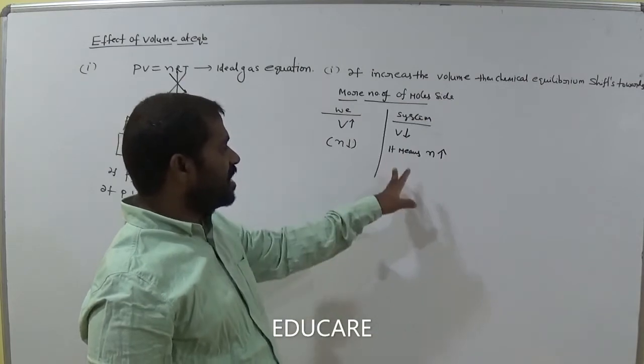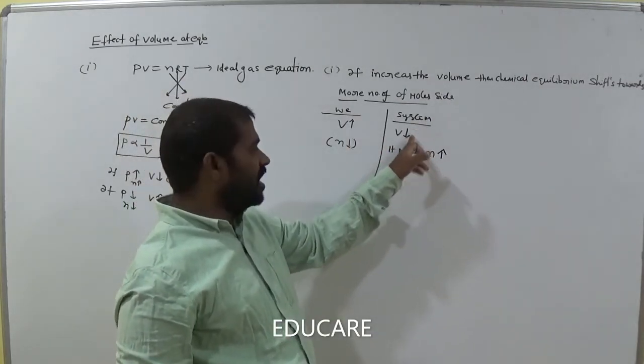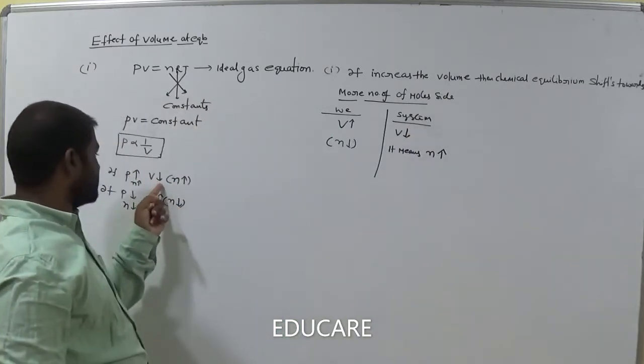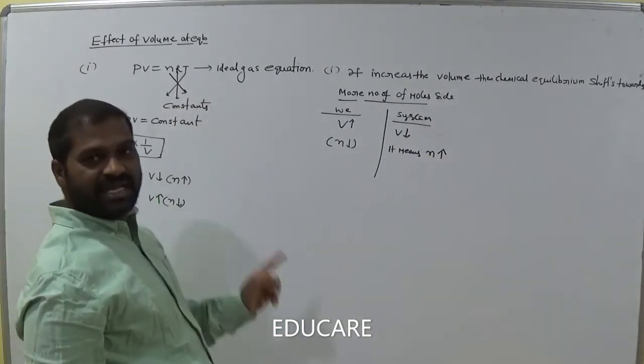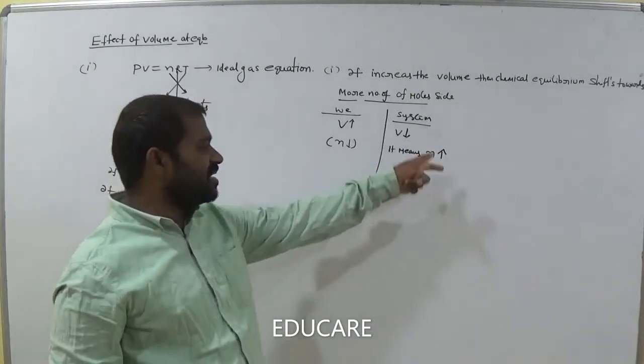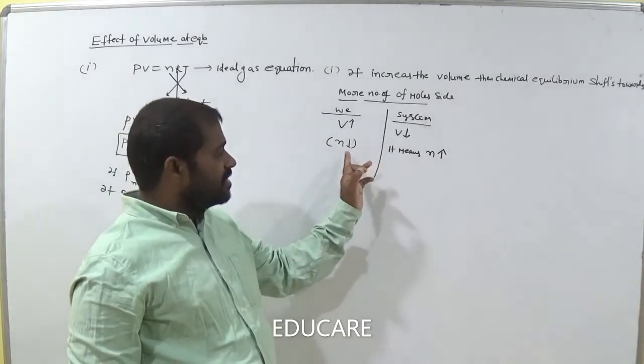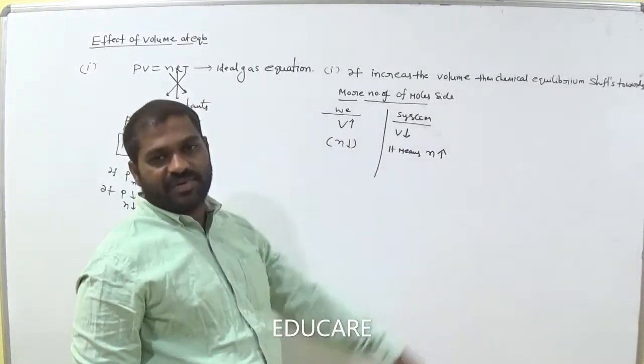The system can now do this: we increase the volume, the system tries to decrease the volume. Volume decreases means the number of moles increases. Now the system tries to increase the number of moles. So the reaction moves towards the side with the greater number of moles.